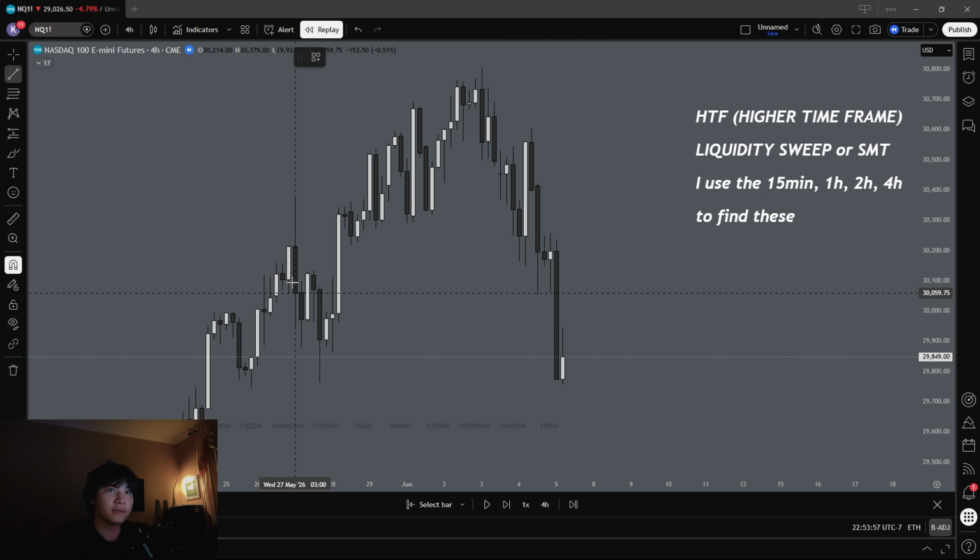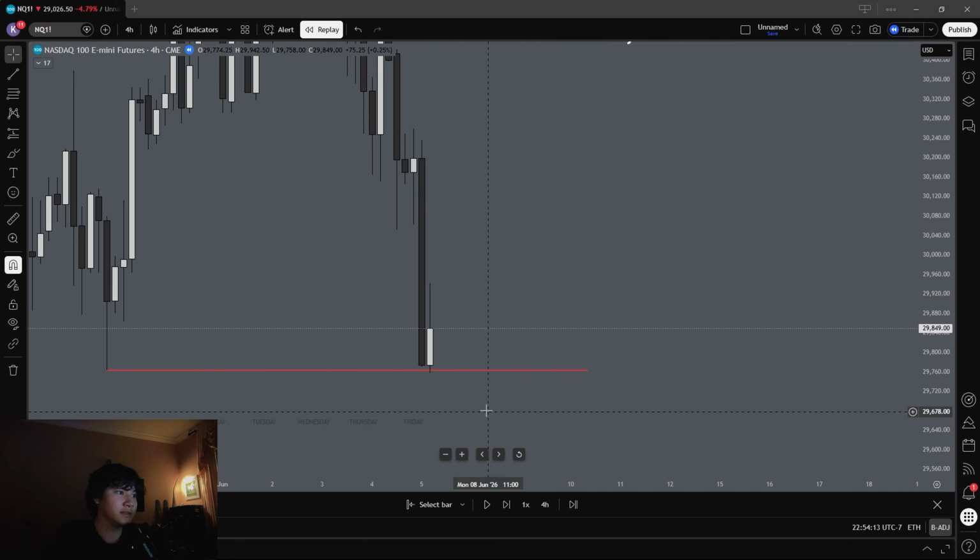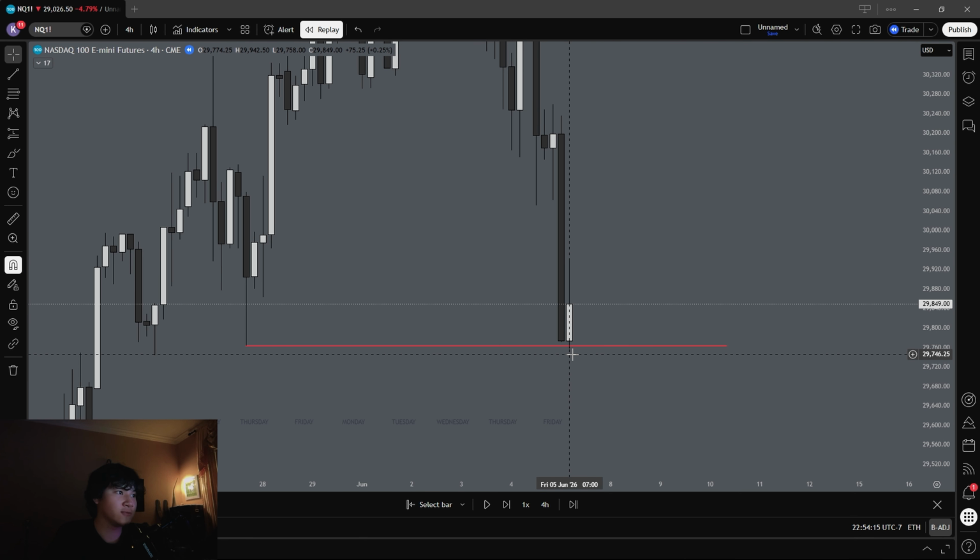Okay. So how do you find a liquidity sweep or an SMT? In this example, I'll be using a liquidity sweep. In this case, we have this liquidity sweep right here. We have this previous low that just got swept by this low right here. So you can see that wick just went past it.